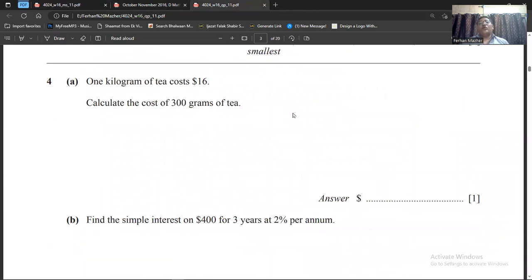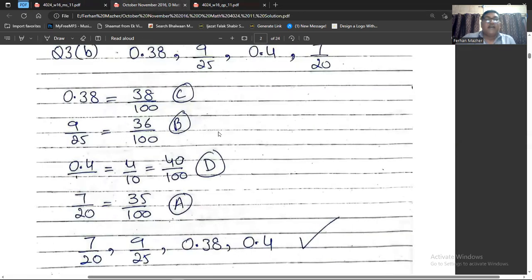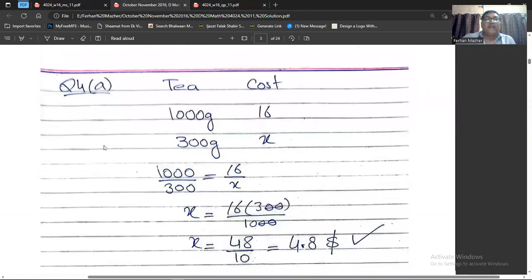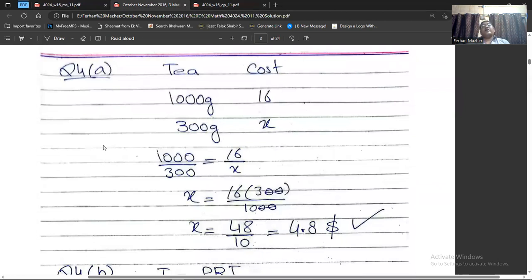Question number 4, it's A part. He says 1 kilogram of tea costs $16. Calculate the cost of 300 grams of the tea. So I'm going to use the method of proportionality, and I will write tea and the cost. So 1 kilogram means 1,000 grams, and its cost is $16. So 300 grams, how much is the price?